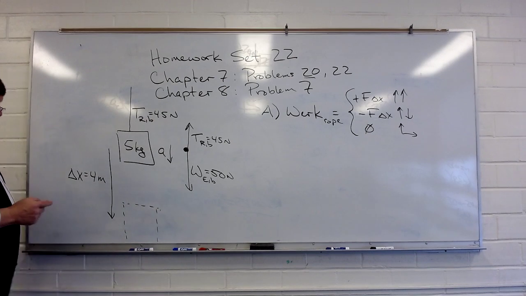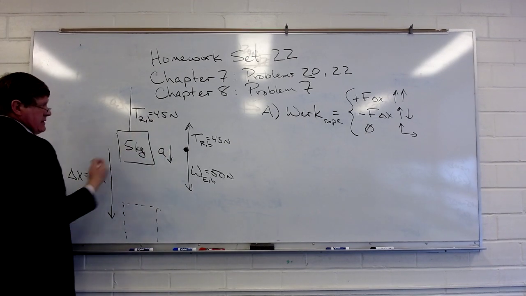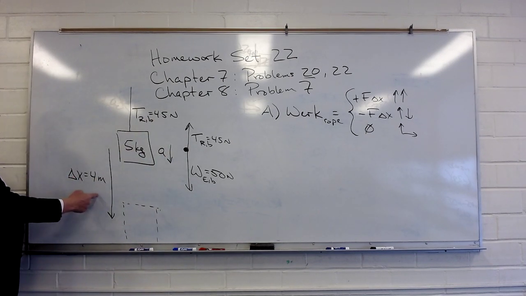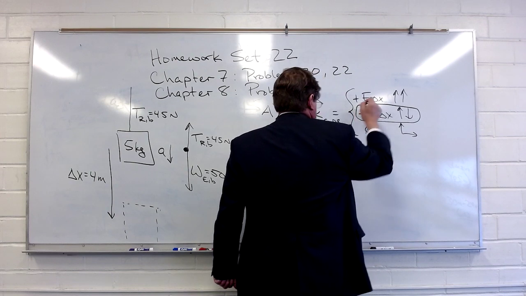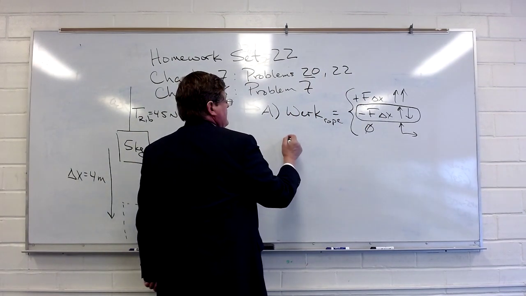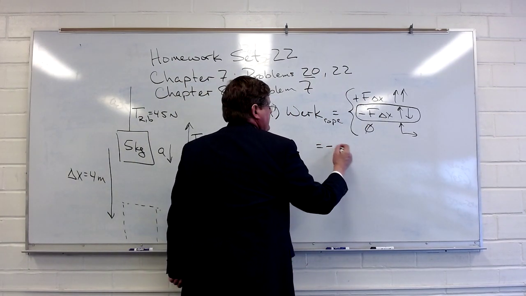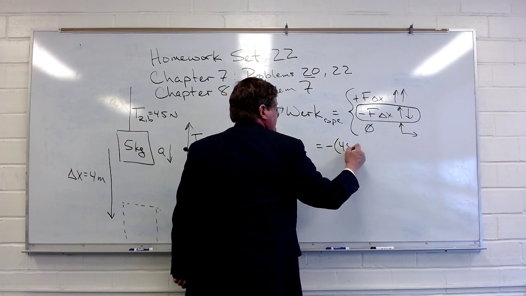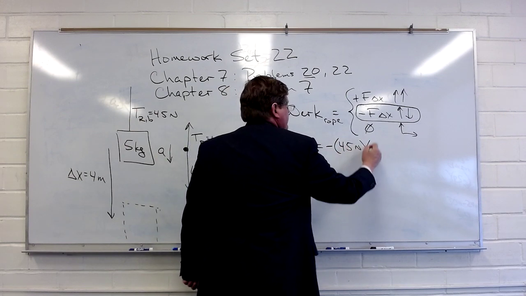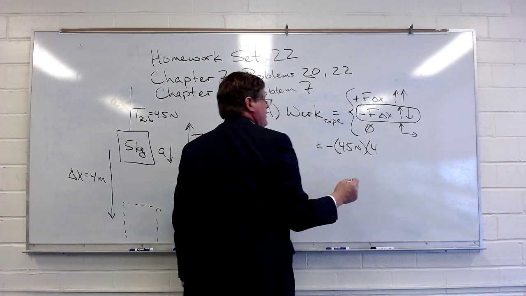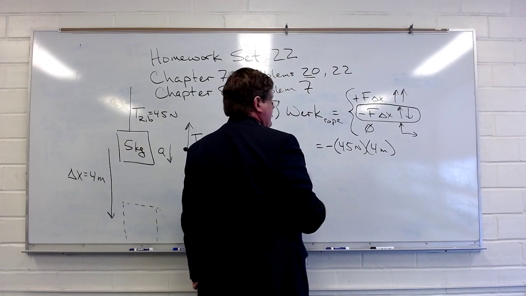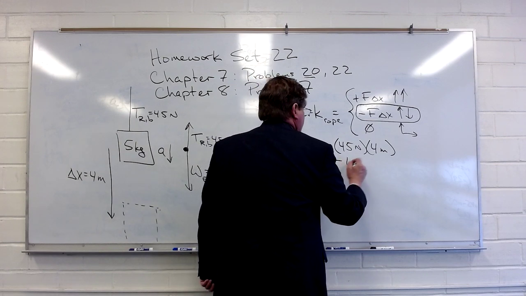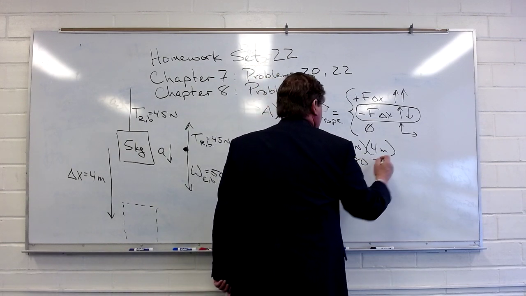Well, in this case, I have a tension force that's up and a displacement that is down. And so that's going to be negative work. And the work is going to be negative the force, 45 newtons, times the distance of 4 meters. And that's going to be negative 180 joules.